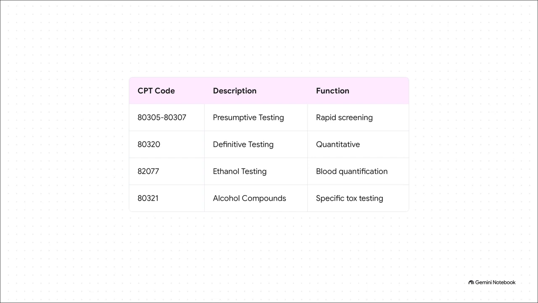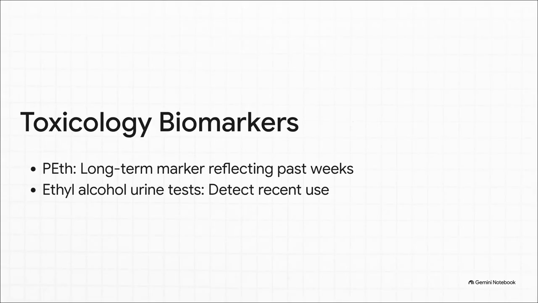Then there's 82077, clinical ethanol testing. You're going to see this used specifically for blood, serum, or plasma ethanol quantification. It is incredibly common in emergency rooms and inpatient hospital toxicology panels. And finally, 80321 is for alcohol compounds. This is the one you pull out for specific testing of other toxic alcohols, stuff like isopropyl alcohol or methanol. Honestly, really understanding the functional difference between a rapid presumptive screen and a definitive down-to-the-decimal measurement is the absolute key to mastering this table. But wait, there's more.